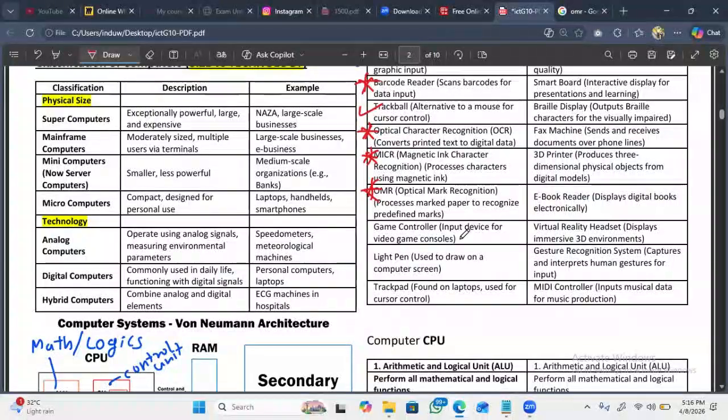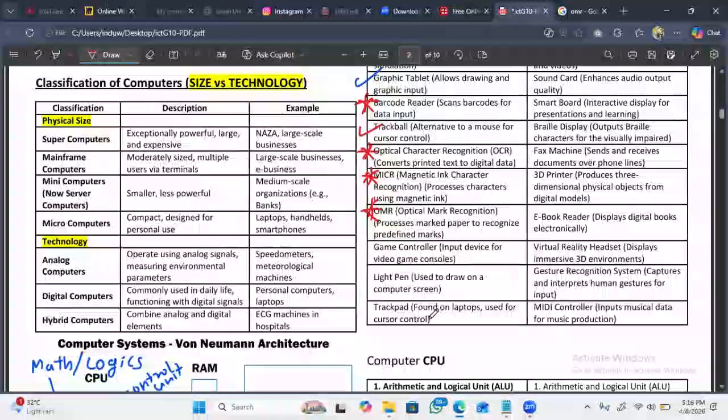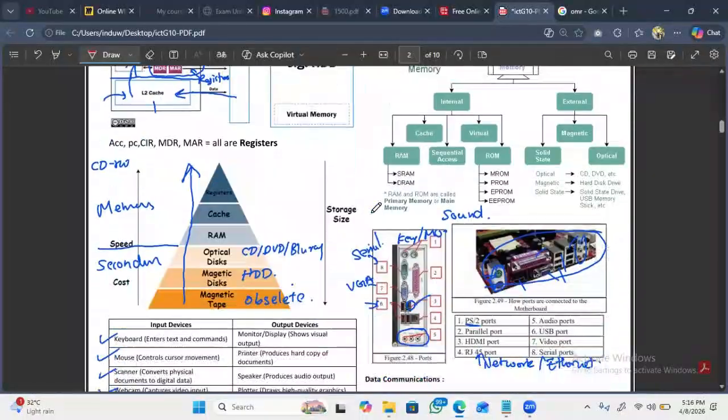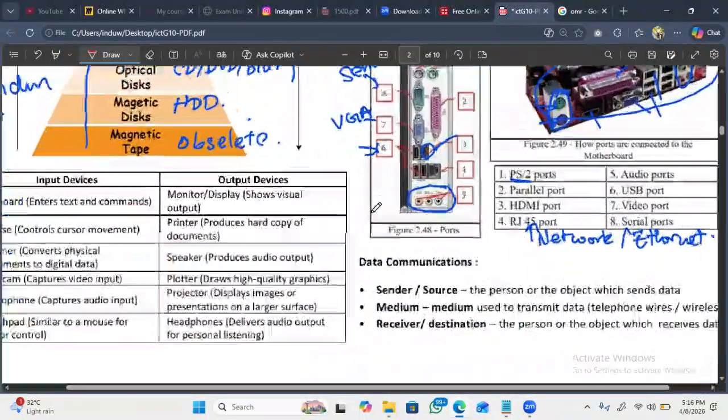Other things, game controllers, light pen, trackpad, and all. You know that those star-marked ones are important. Please keep those things in your mind. Let's talk about the output devices now.